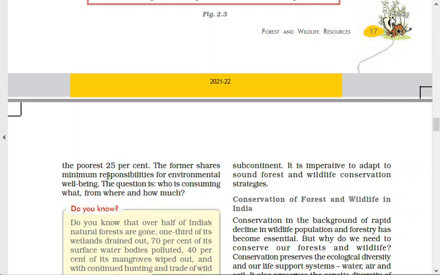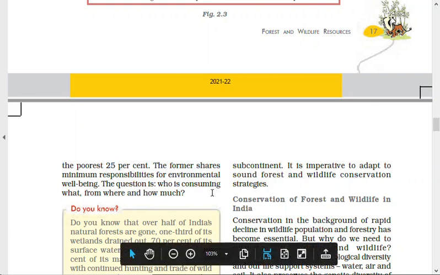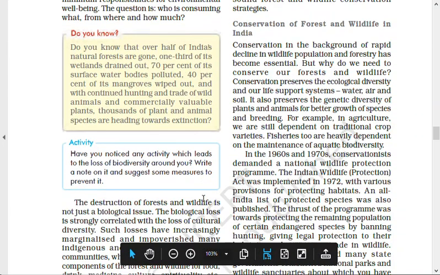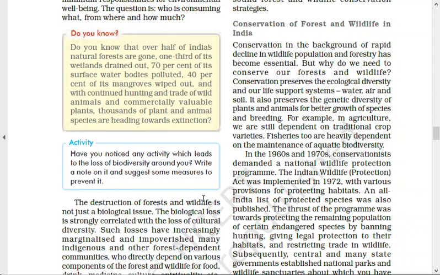shares minimum responsibility for environmental well-being, because we don't care. Okay, I have my own car, I have this and that. I have the full right, because I have money, to pollute the environment. So the question is, who is consuming what, from where, and how much? If we talk about that, then we will find that the rich countries, the developed countries, are polluting more.